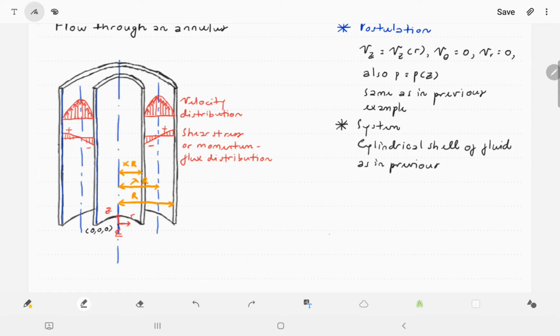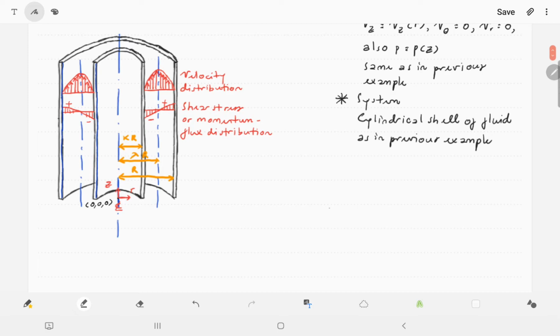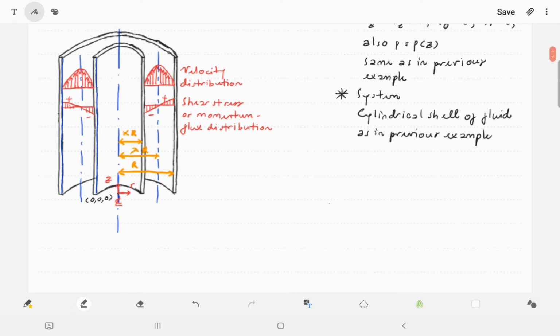Note that the fluid in here now is limited to only the annulus region, so the region between the inner tube and the outer tube basically. If we do these things, then we will be able to get an identical differential equation.